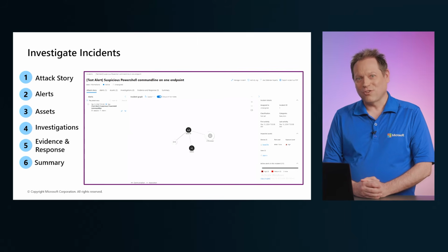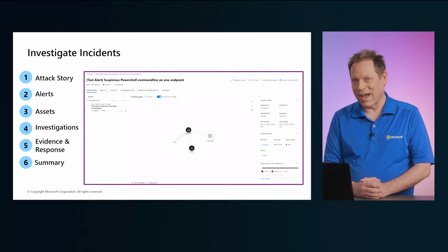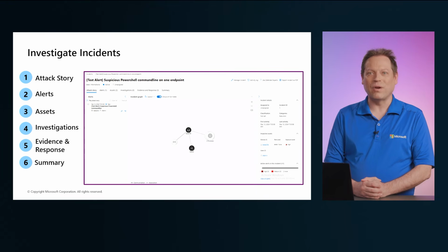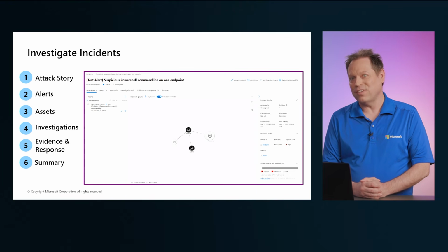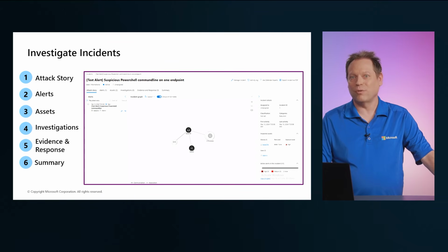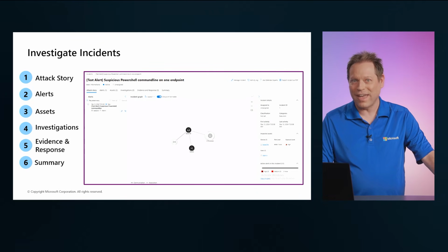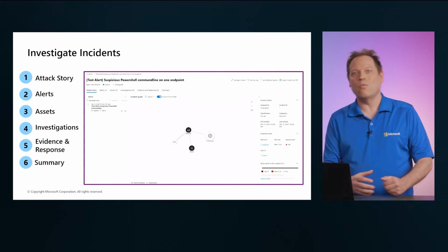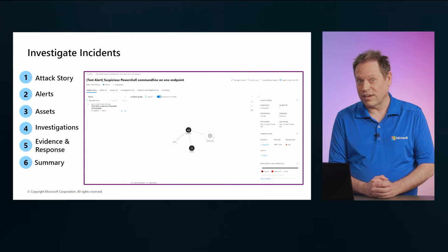Once an incident is created, the investigation experience helps you move from overview to action. You typically begin with the attack story to understand the sequence and scope, then review the related alerts that contributed evidence. From there, you pivot into the impacted assets, devices, accounts, mailboxes, and other entities so you can see what's involved and what needs containment.